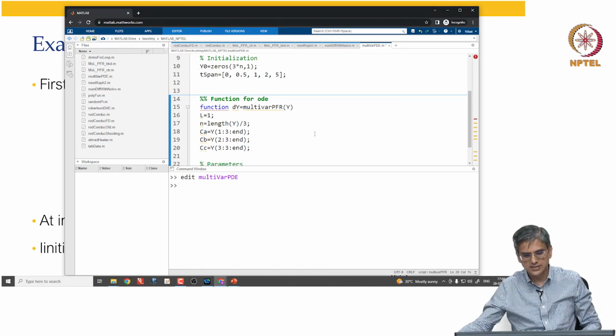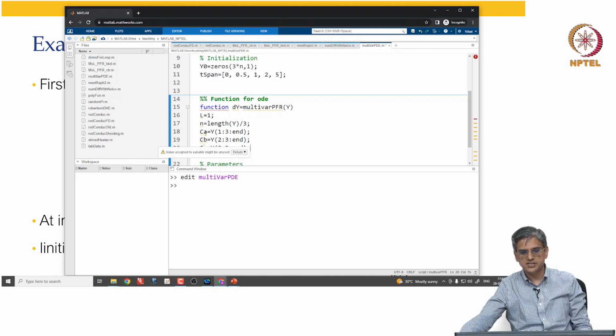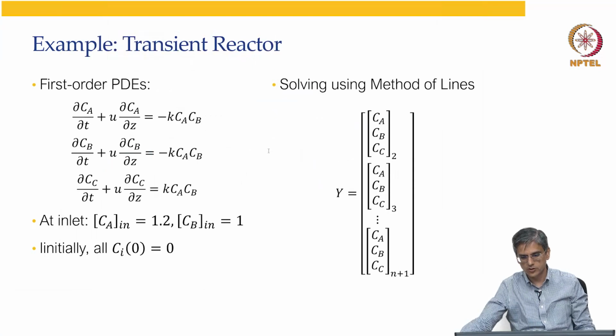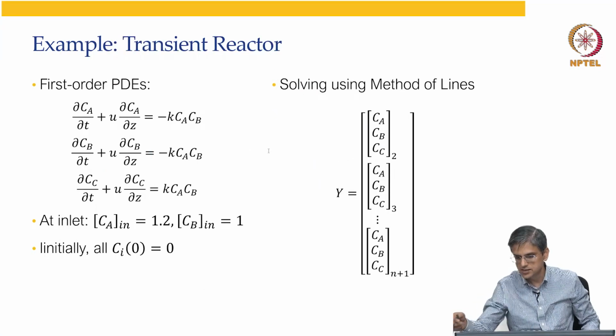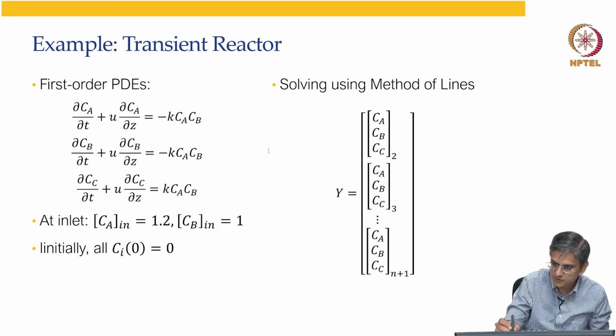Okay, so let's see what I have written. CA, CB, CC, Y: CA, sorry, is 1 to 3 to end, CB is 2 to 3 to end, CC is 3 to 3 to end. What do I mean by that? What is CA? The first CA is 1 followed by skip 3, then go over here, skip 3, go over here, and so on up to this point.